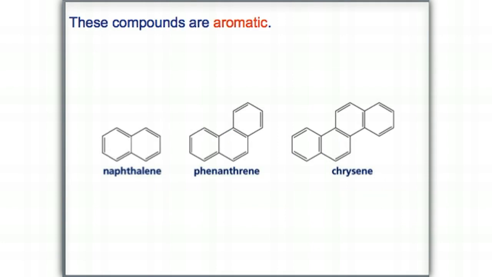These compounds are aromatic. Why are they aromatic? Because naphthalene has 5 pairs of pi electrons. 1, 2, 3, 4, 5. Phenanthrene has 7 pairs. You can count them. And chrysene has 9 pairs of pi electrons, all an odd number.